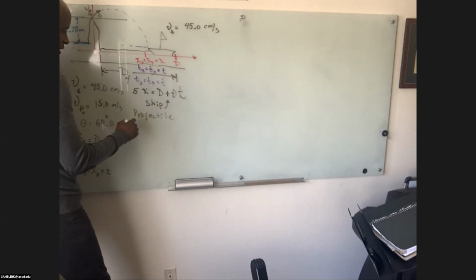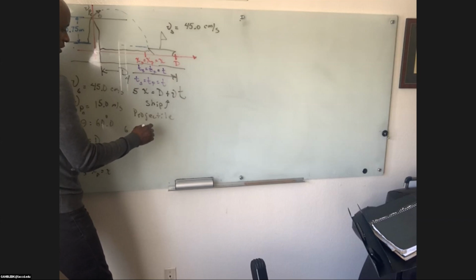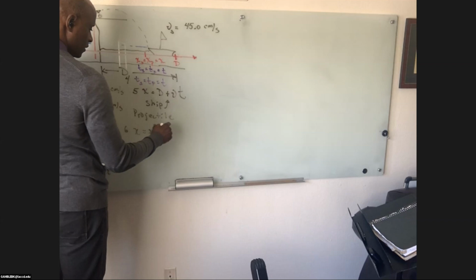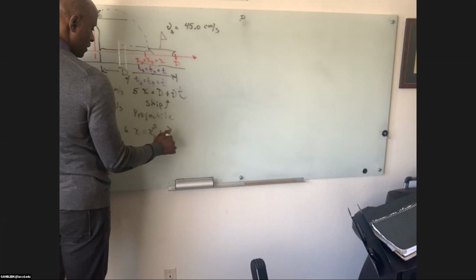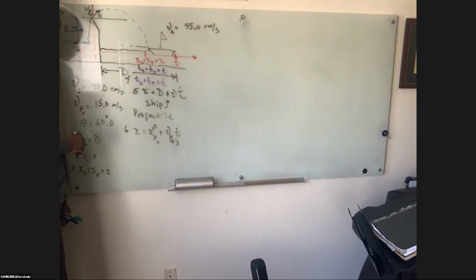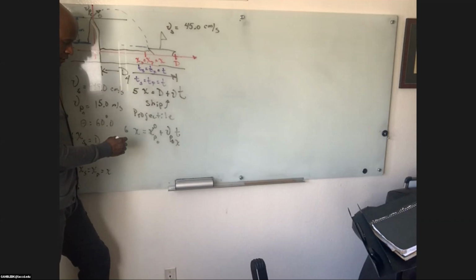The one for the x direction. And that is, the final x position, x_p, equals the initial x position, which was 0, so x_p naught was 0, plus v naught x, vp naught x, times t. And then the y equation.